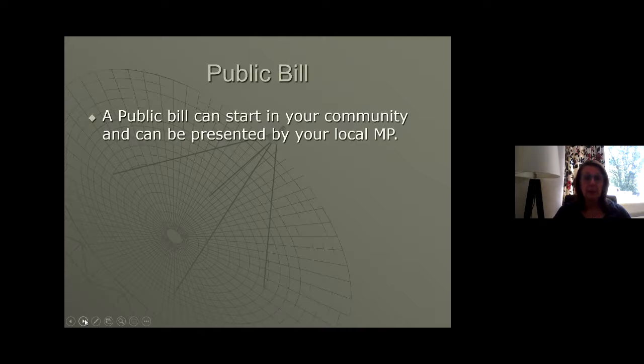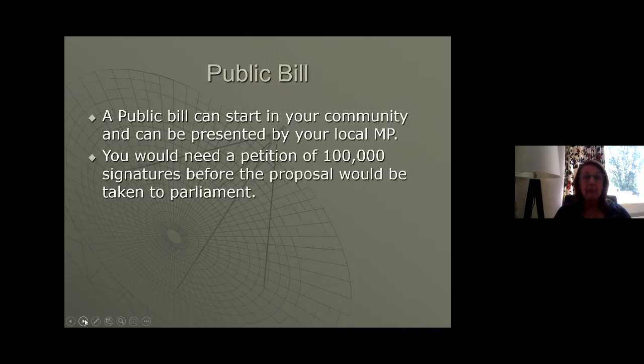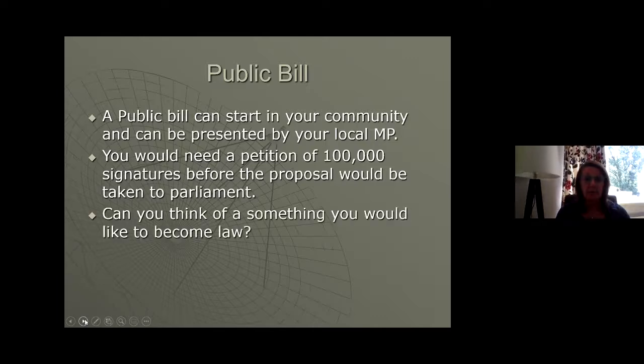So a public bill can start in your community and can be presented by your local MP. So you could have an idea for a new law that you would like to be passed, and you could start up a petition for that law. It's obviously a bit more complicated than that, but these are basic principles. So you would need a petition of approximately 100,000 signatures before the proposal would be taken to Parliament.